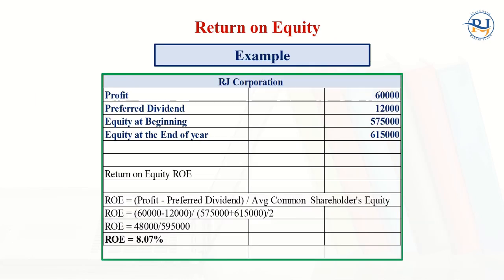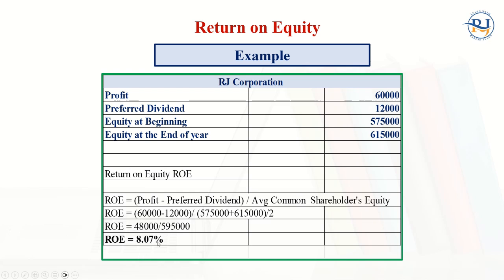Look at this example. For example, RJ Corporation has earned the profit of $60,000 and the preferred dividend is $12,000 and equity at the beginning is $575,000, equity at the end is $615,000. Now, what will be the return on equity? So return on equity will be 8.07%.